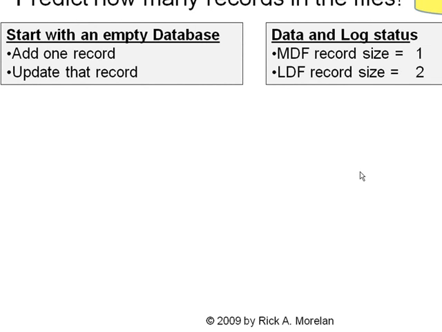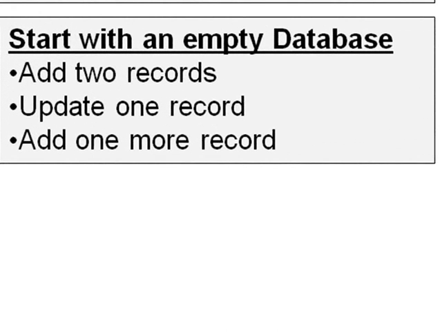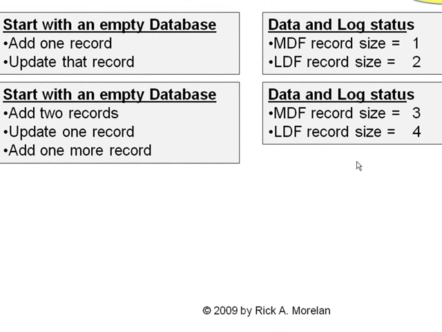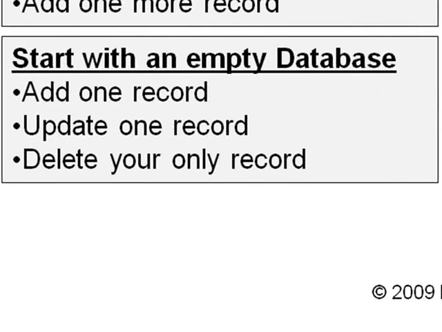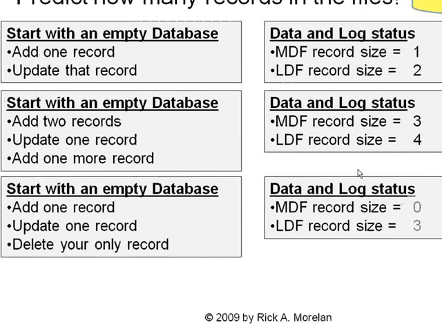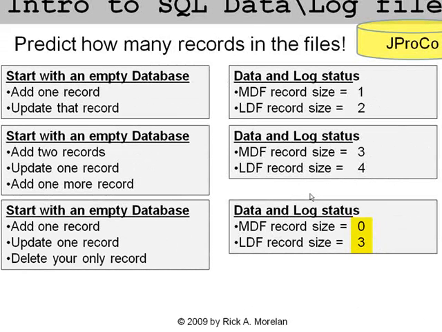All right, how about another scenario? You add 2 records, you update 1 record, and then you add 1 more record. Well, you have 3 records and 4 changes. So now, you add 1 record, you update 1 record, and you delete the only record that you've added. Well, that means you got no data, but you have recorded 3 changes.